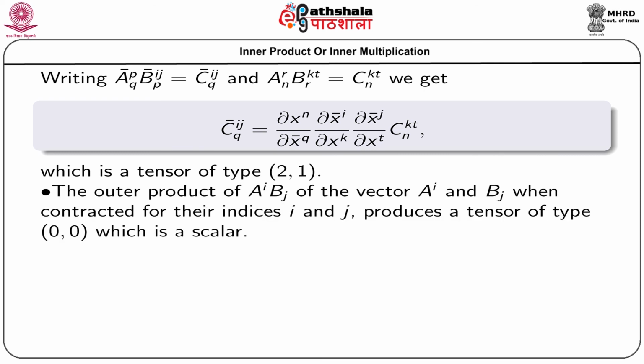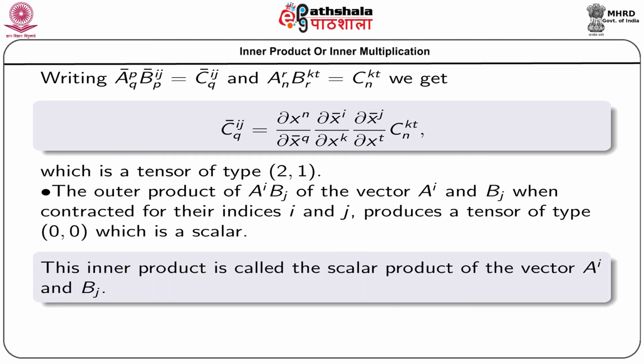The outer product of A^i and B_j, that is a contravariant vector A^i and a covariant vector B_j, when contracted for their indices i and j, produces a tensor of type 0, 0, which is a scalar, and that is why the work done is a scalar quantity. We can easily see that it is a scalar quantity. This inner product is called the scalar product of the vectors A^i and B_j, which is the generalization of the dot product of vectors.